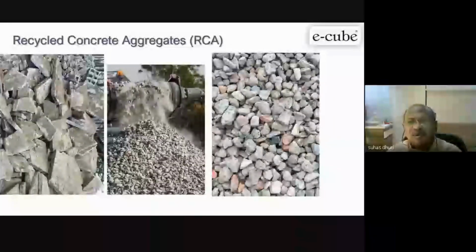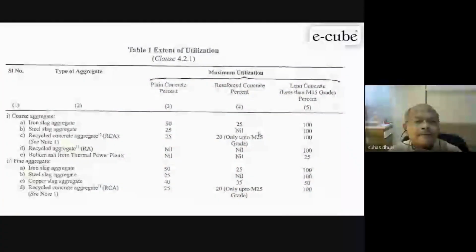Now, this design process is different from the normal process. You have to consider a lot of points when you design with recycled concrete. It has its own limitations also. So this is the extent of utilization: iron slag, steel slag, recycled concrete aggregate, the recycled aggregate, bottom ash from thermal power stations. These are all your manufactured materials. Fine sand. This is a coarse material. This is fine material. Iron slag, steel slag, copper slag.